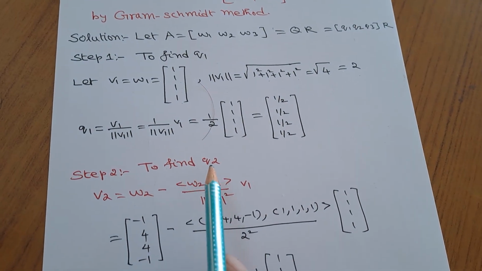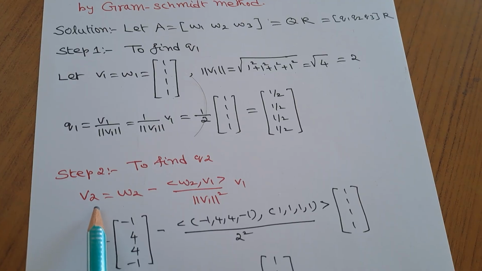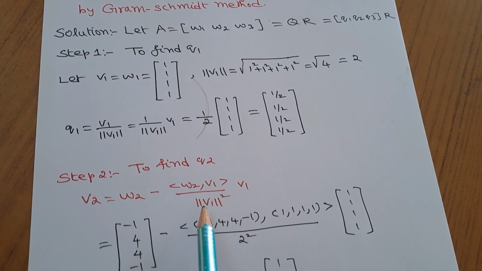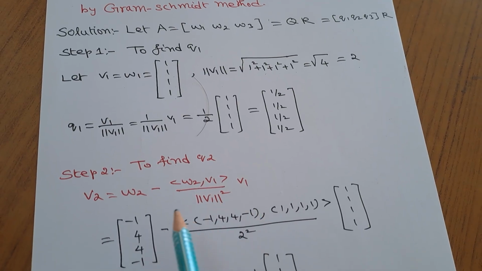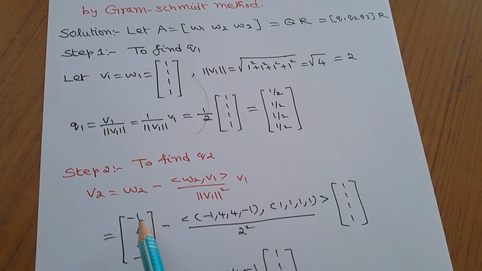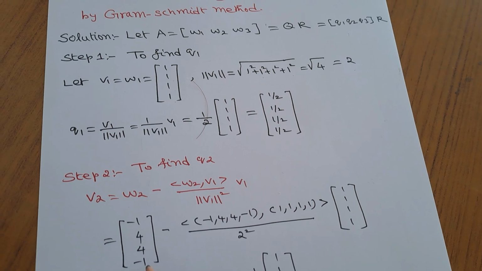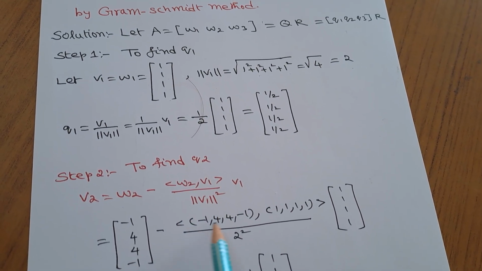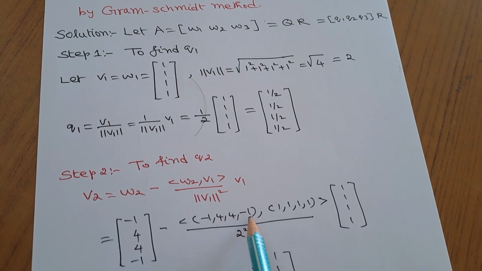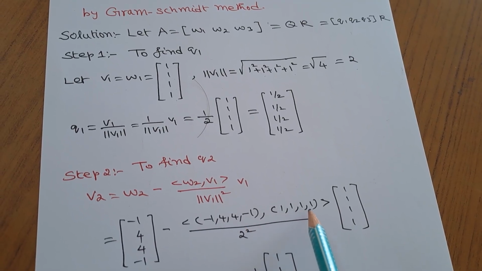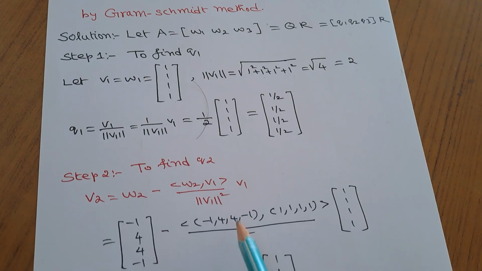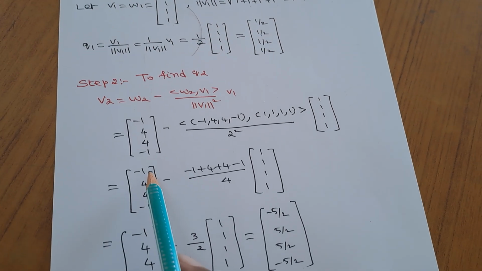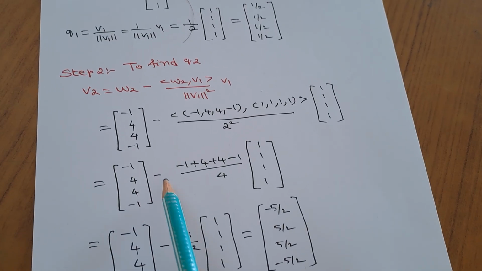Step 2. To find Q2, first you find V2. V2 is equal to W2 minus inner product of W2, V1 by norm of V1 square into V1. W2 is the second column of the given matrix, minus 1, 4, 4, minus 1, minus the inner product of W2, V1, that is the inner product of minus 1, 4, 4, minus 1 with 1, 1, 1, 1, by norm of V1 square, that is 2 square, into V1, 1, 1, 1, 1.